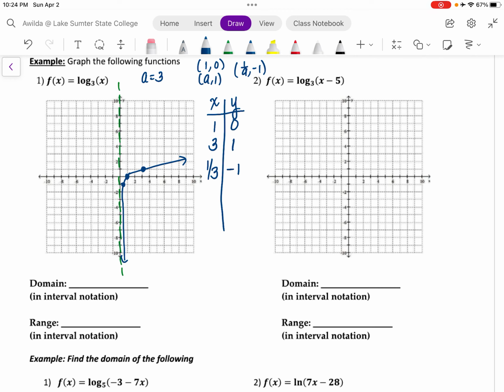Now let's take this parent graph and apply a transformation. In the next example, we have f of x is equal to the logarithm base 3 of x minus 5. So it's the same parent function that we just graphed, except here I see that we will need to move the graph to the right 5 units. That also means that the vertical asymptote will move to the right 5 units. So let's go ahead and add that as a guide.